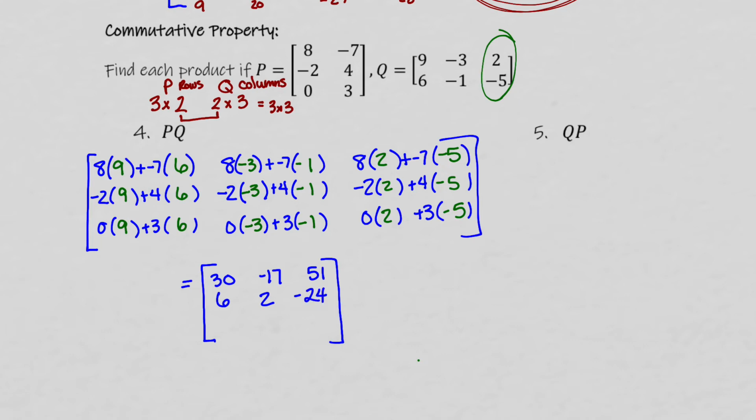Bottom row, 0 times 9 is 0. And then I have 3 times 6 is 18. I started saying the answer there. Next one's going to be negative 3 and then negative 15. Okay, so there is P times Q.